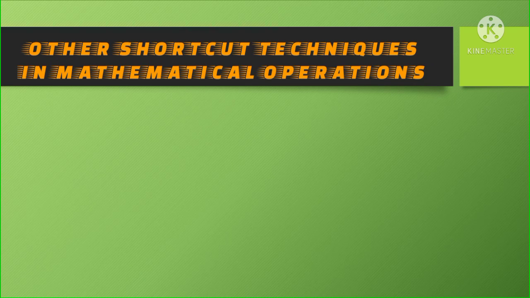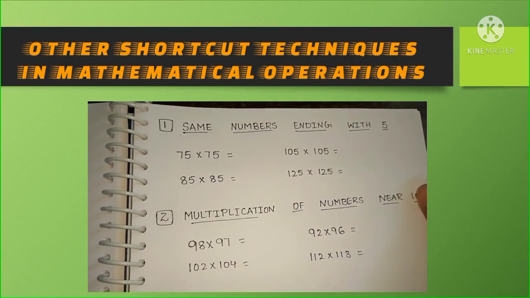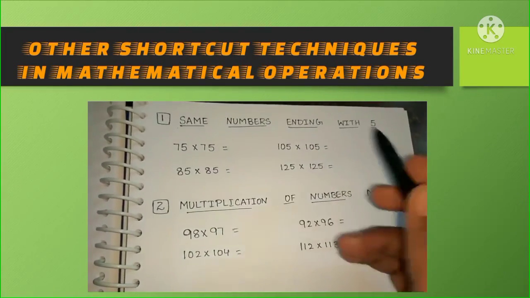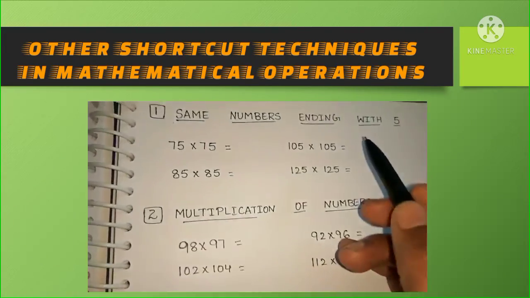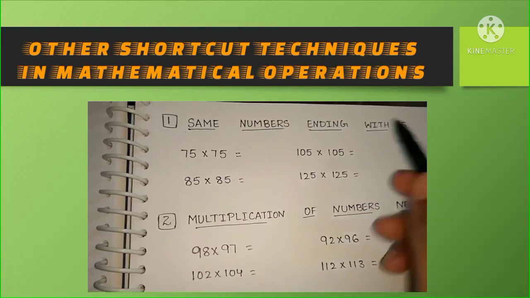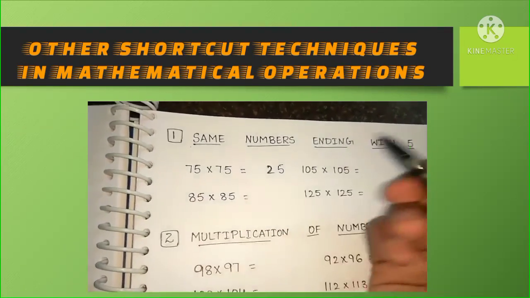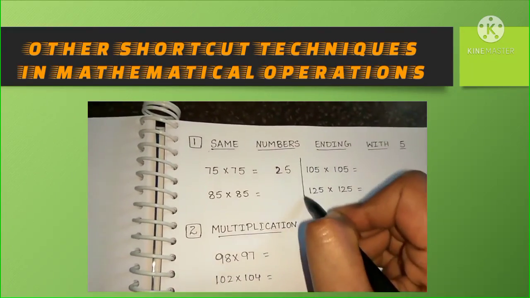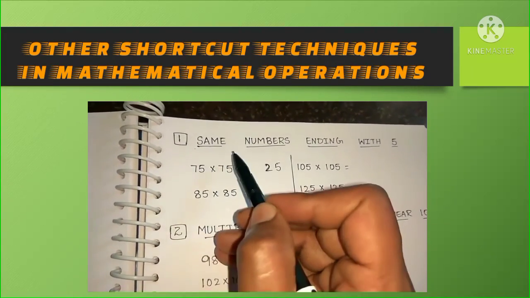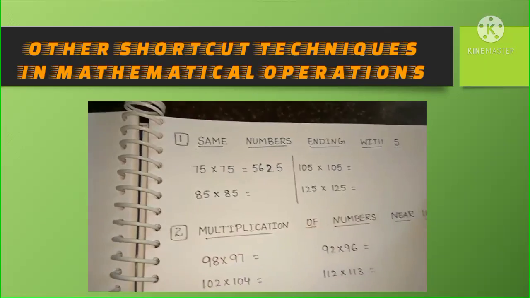Here are the other shortcut techniques and mathematical operations. Here is the first one: same numbers ending with 5. Please take note that this shortcut technique is only applicable to same numbers ending with 5. Let's take an example. 75 times 75. 5 times 5 is equal to 25. So this is the 2-digit partial answer. And what is after 7? So 8. So 7 times 8 is equal to 56. So the answer is 5625.